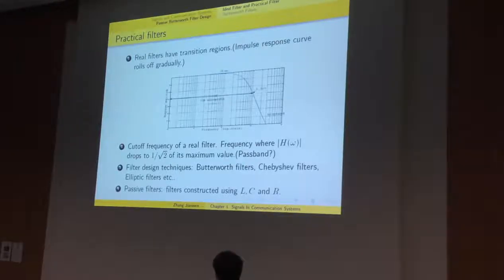But the top has some ripples here. Then the elliptic filter is a trade off. It has smaller ripples compared with the Chebyshev, and it has a slower roll off region compared with the Chebyshev, but faster than the Butterworth. Okay, so there are some differences.